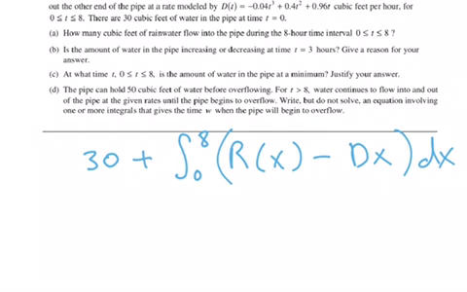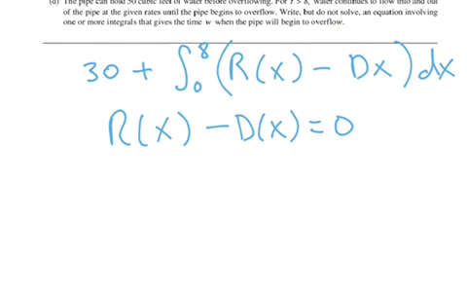Now, what we're looking for is the minimum. When is this at the minimum? Well, we know the minimum and the maximum occur when the difference of your rates is 0, right? So that is when R of x minus D of x is equal to 0, or R of x equals D of x. Okay? I encourage you to refer back to the accumulation rate notes. We just recently did those.